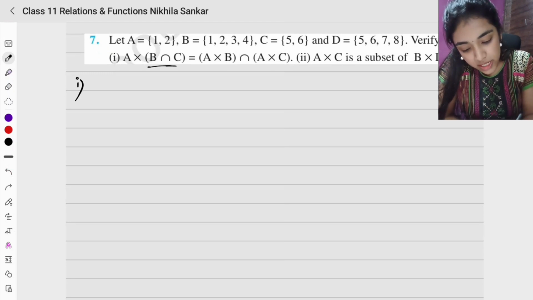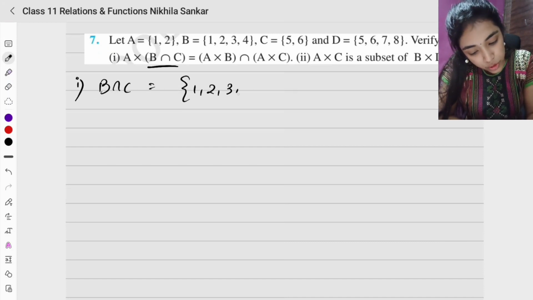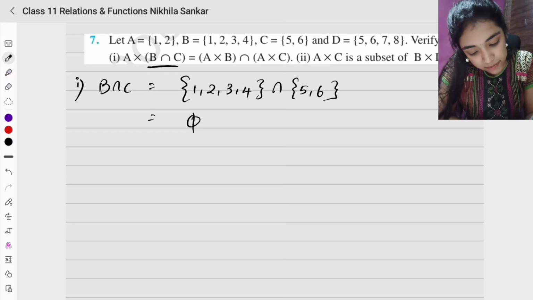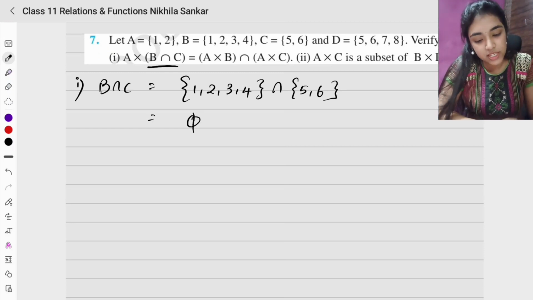So let us first find B intersection C. B is {1, 2, 3, 4}, and C is {5, 6}. What is the common element? There is nothing. This is a null set. You see there is no common element. So B intersection C is going to be a null set.